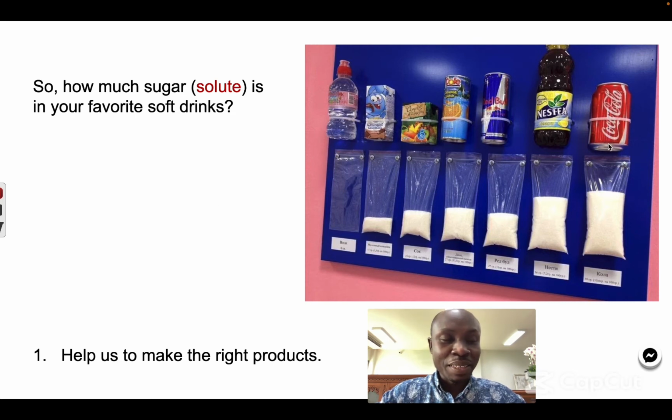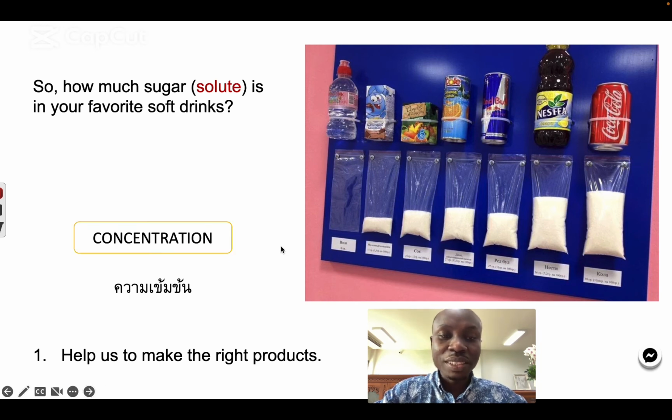Some of them, like the Coke, has a lot of sugar, a lot of solute, we can say solute, because sugar is the solute. Now, how much sugar is in the drink or in the solution? We call that the concentration. Again, it is how much solute is inside a solution.